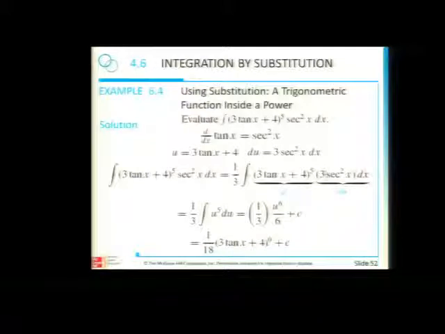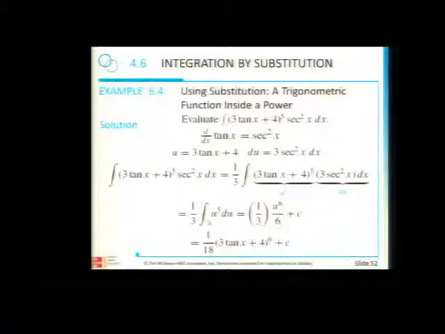You may ask, why is there a 3? Well, because du has a 3 there. So we artificially add a 3 there and then we divide by 3. So this 3 secant squared x dx, according to here, is du. So everything changed to u, and this becomes something very simple.